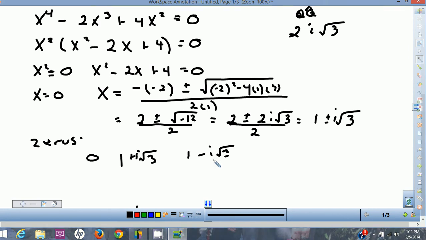If you were to graph this on your calculator, you would discover that this 0 of 0 would give me an x-intercept. These other 2 would not give me x-intercepts. Now, what else do I know about the 0? It's going to have a multiplicity of 2, so that's going to bounce off the x-axis at x equals 0.